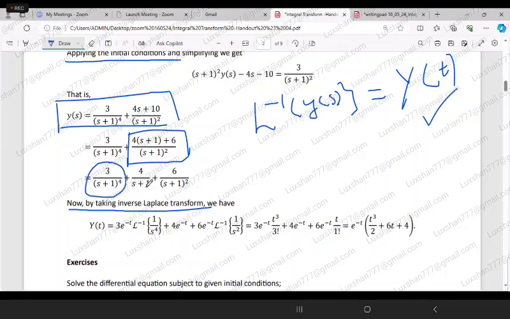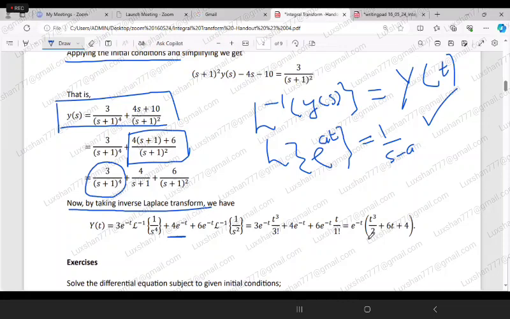There is nothing difficult here. This is nothing but the Laplace transform of, we know that e to the power at equals 1 over s minus a. So if you put a equal to minus 1, we get 1 over s plus 1. So that is the Laplace transform of this one.